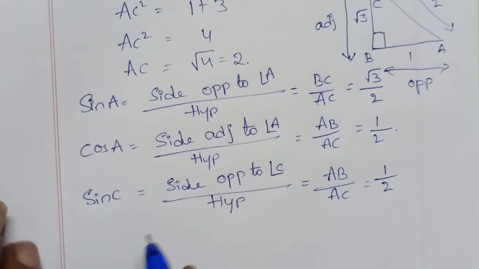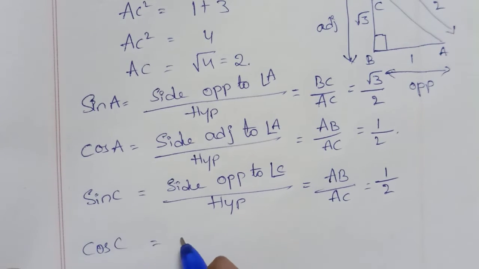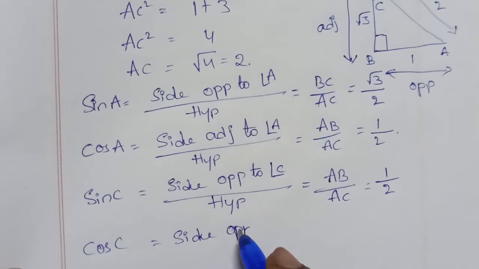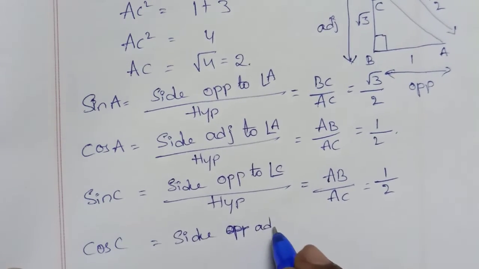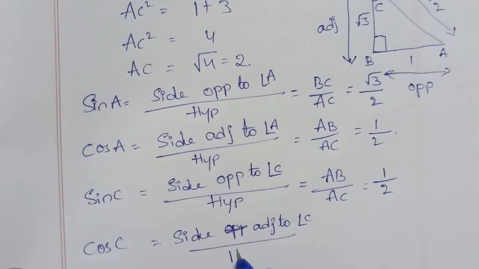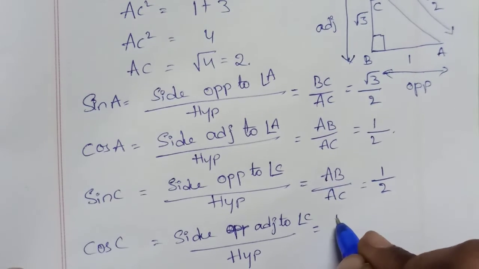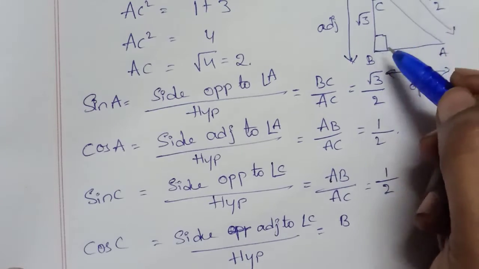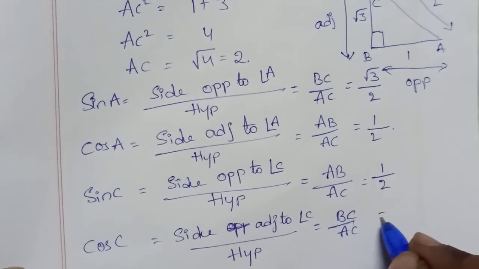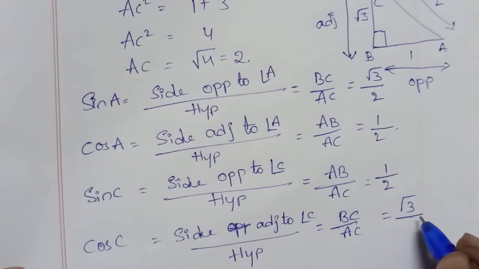Now we have to find the value of cos C. Side adjacent to angle C by hypotenuse. That is equal to BC by AC. That is equal to BC length root 3 by AC length 2.